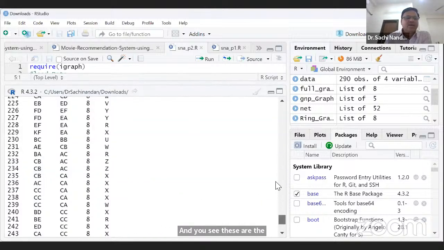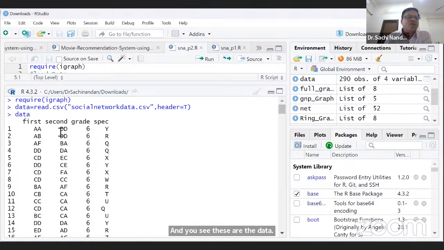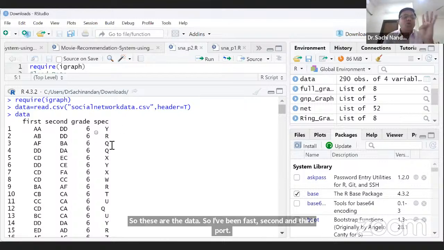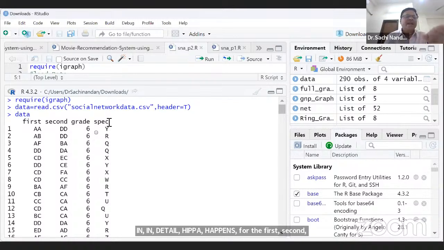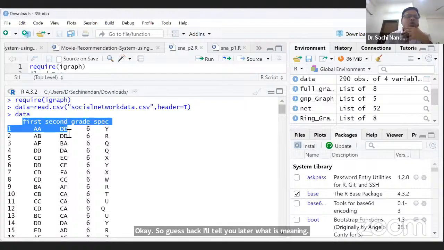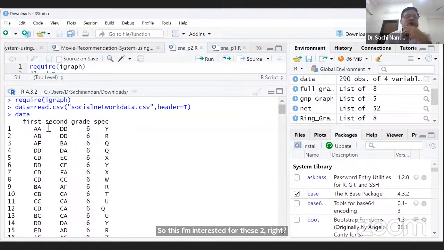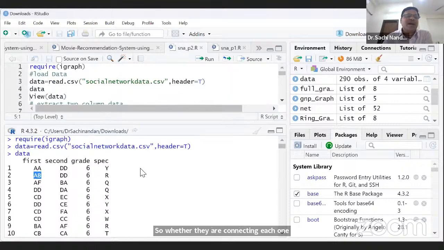So what are the data? The data has four columns: first, second, grade and spec. I'll tell you later what grade and spec mean. I'm interested in these two, why? Because the first 2 columns are nothing but one person each. Suppose A is one person's name, DD is one person's name, AB is another person's name, right? So whether they are connected to each other or not, that I have to identify.